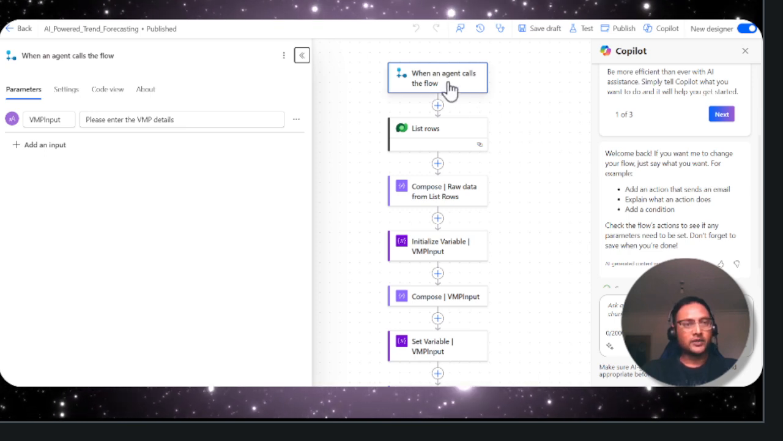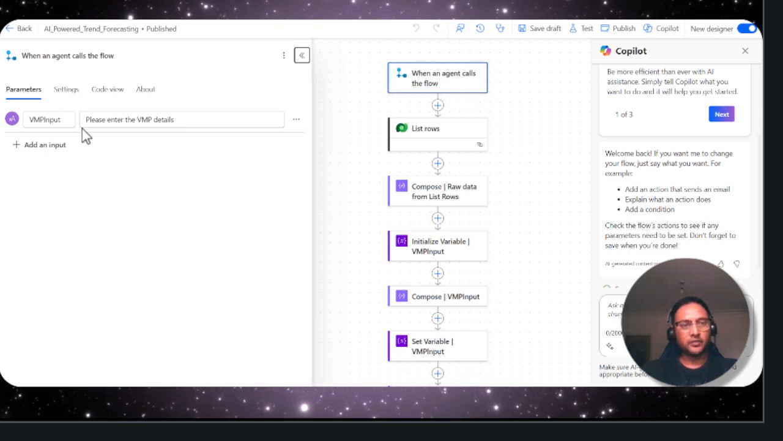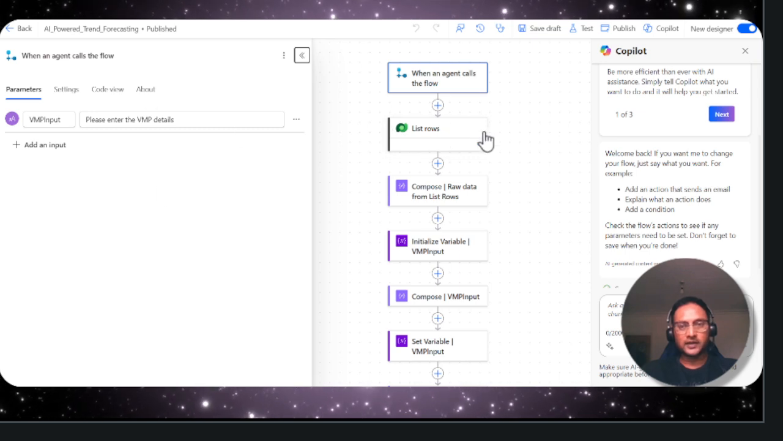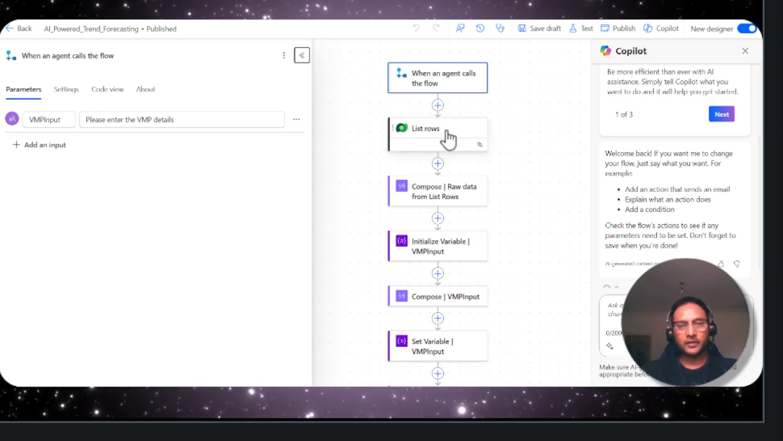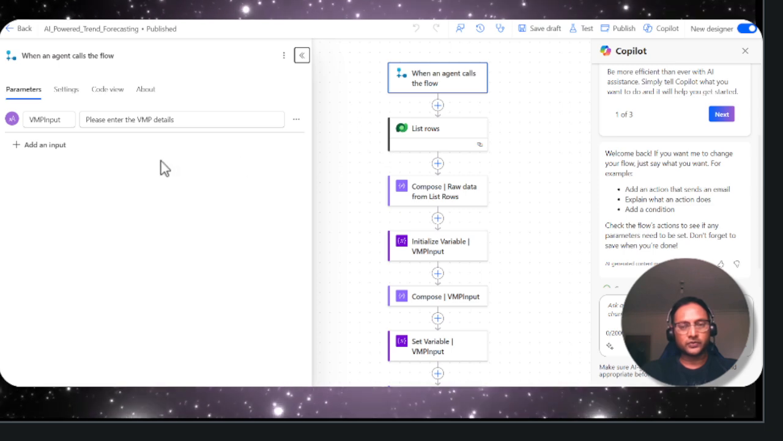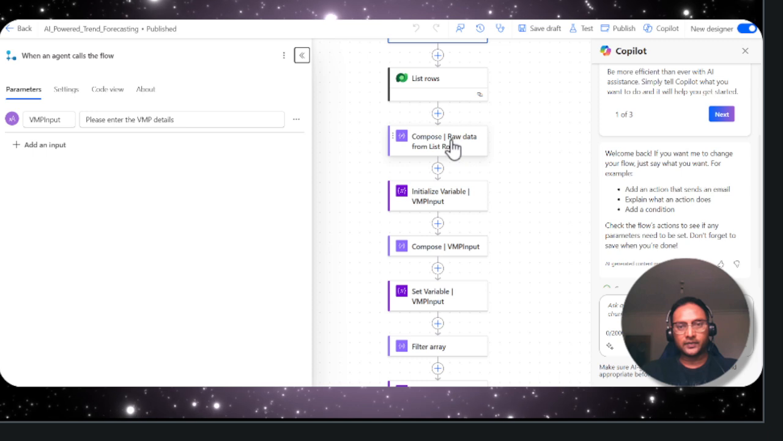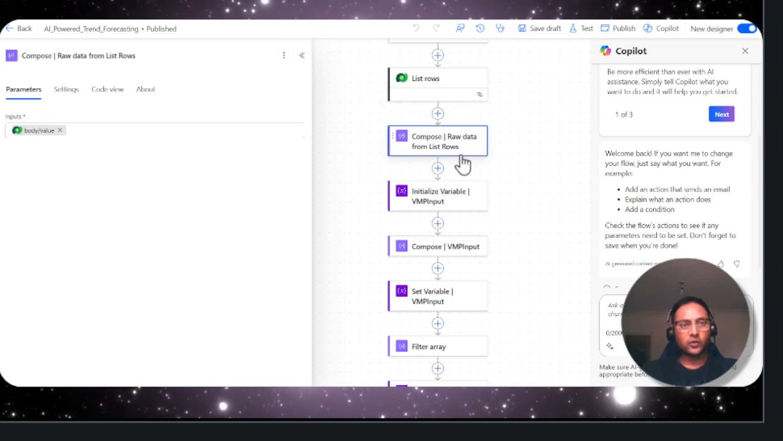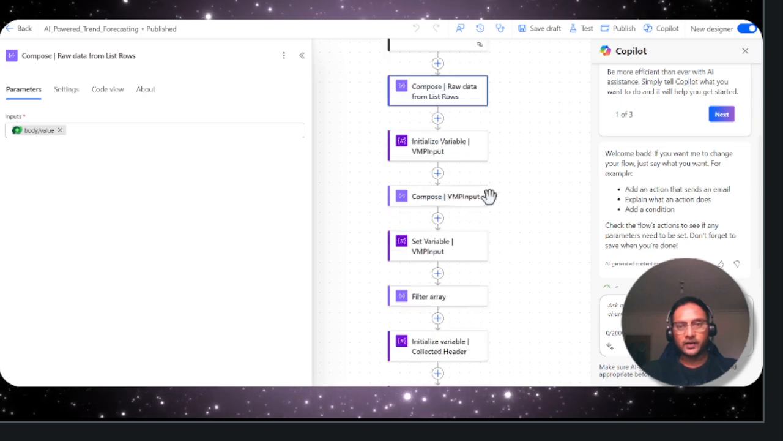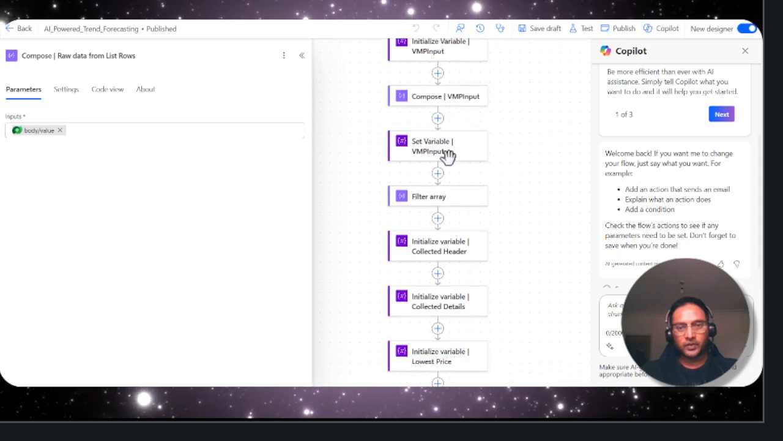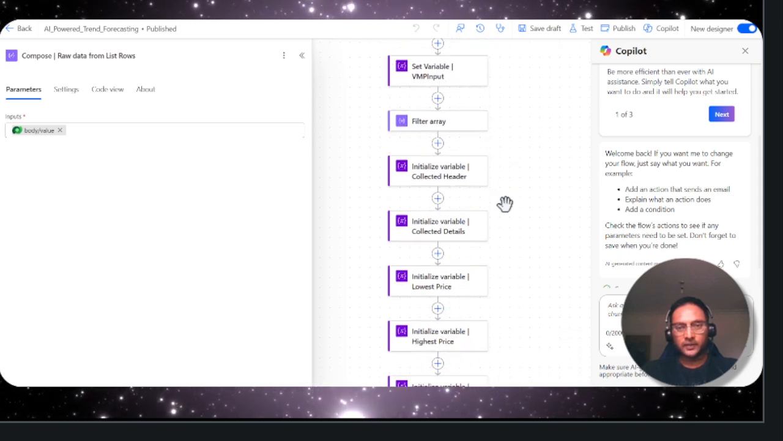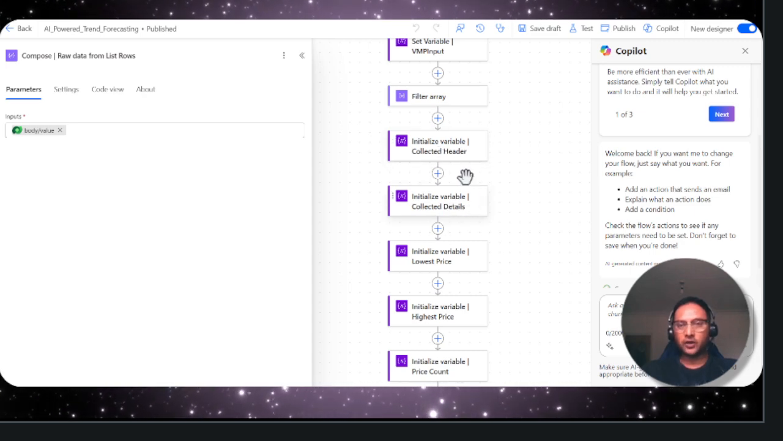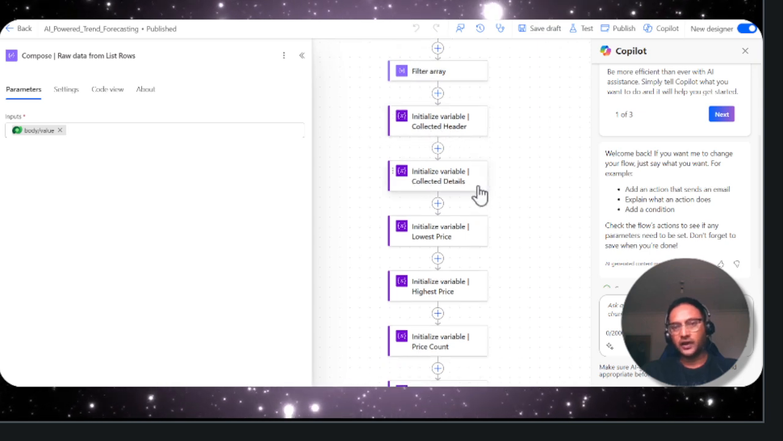So I'm calling an agent, passing the VMP product details, and all of the details will be captured. I'm connecting the Power tables here in the list rows to fetch all the details. This is one compose where I'm composing all of the required details from the list rows. Then I'm doing a compose VMP input. These are all the steps. There are multiple details which you can see from the output, which is why I'm initializing header and details.